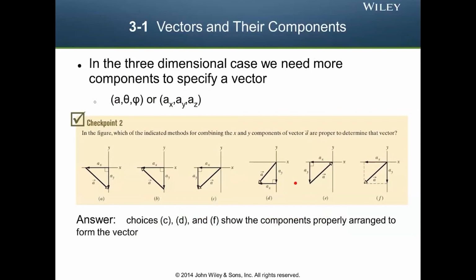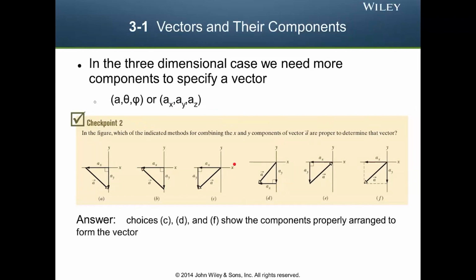Okay, so it talks about sort of an introduction to three-dimensional stuff. So you have ax, ay, az. That's going to be the components of a single vector. It's just giving you the information for three of them. Then you have one of these checkpoint things. In the figure, which indicated methods for combining the x and y components of vector A are proper to determine that vector. So they're basically saying which one of these were drawn correctly.